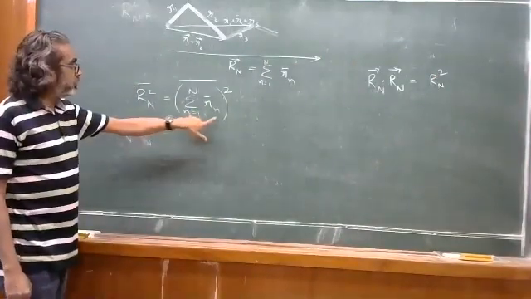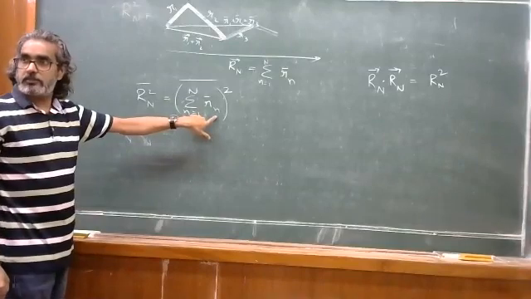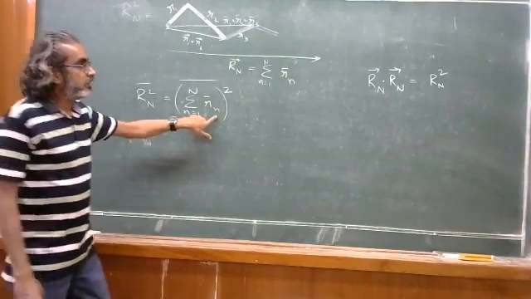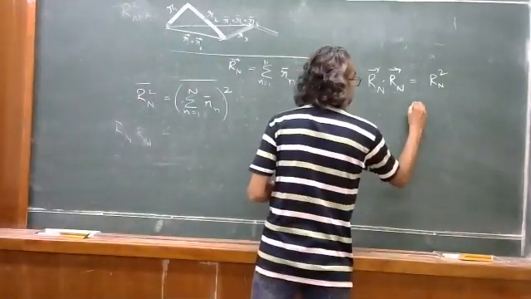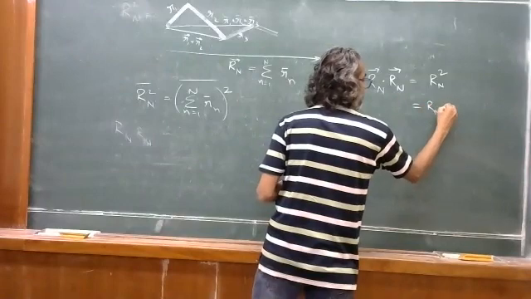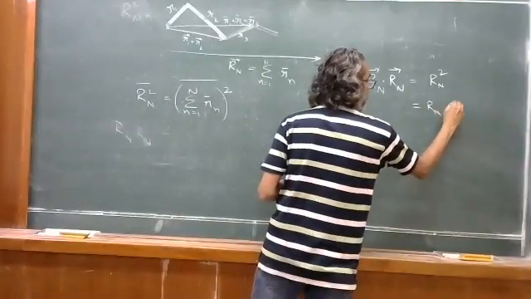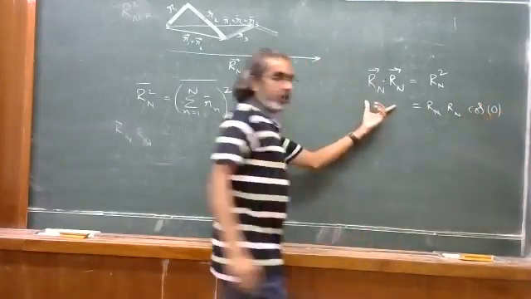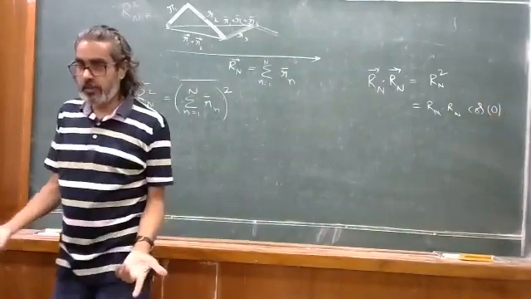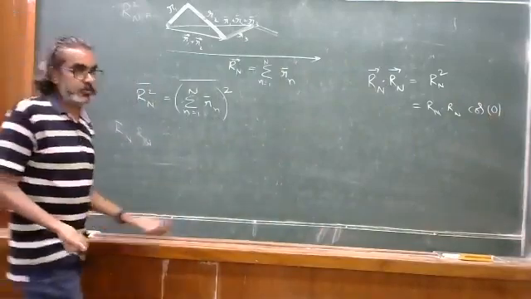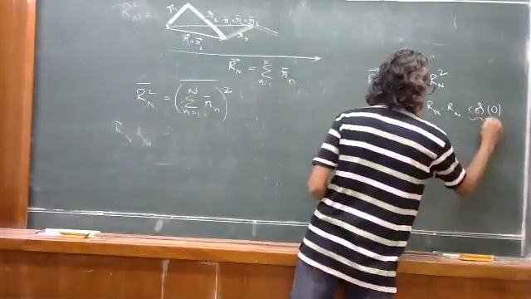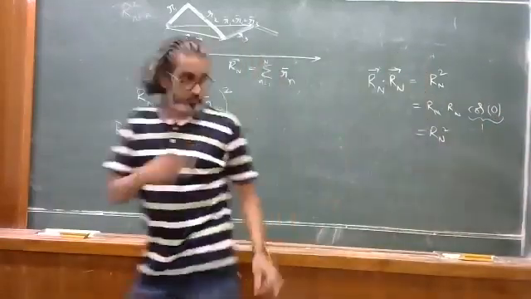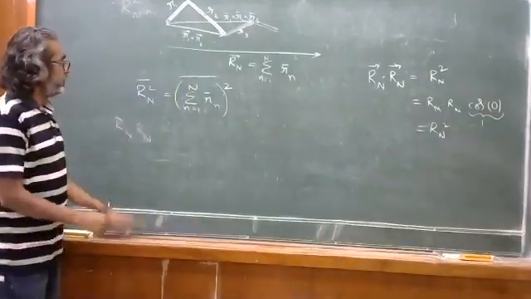Sir, in the dot product of vectors, the angle also comes in, so what will be the angle? Yes, yes. These are identical, right? So you can write Rn into Rn into cos 0, because they are identical vectors. The angle between identical vectors is 0, so that will be 1. Good point.